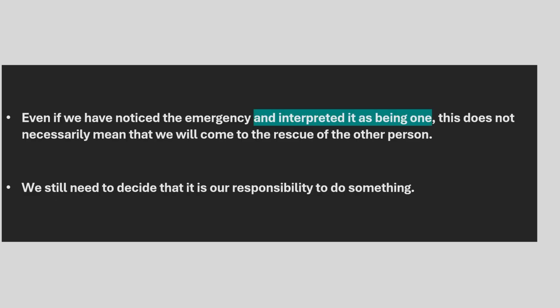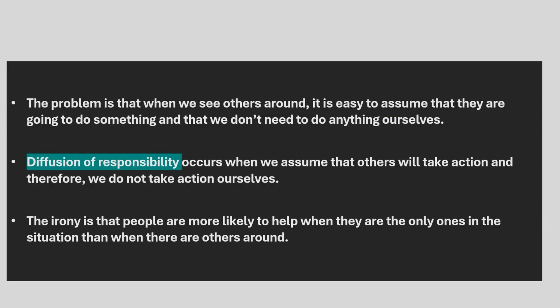Even if we have noticed the emergency and interpreted it as being one, this doesn't always mean that we will come to the rescue of other people. We still need to decide that it's our responsibility to do something. The problem is that when we see others around, it's easy to assume that they are going to do something and that we don't need to do anything ourselves. Diffusion of responsibility occurs when we assume that others will take action and therefore we do not take action ourselves. The irony is that people are more likely to help when they are the only ones in a situation than when others are around.